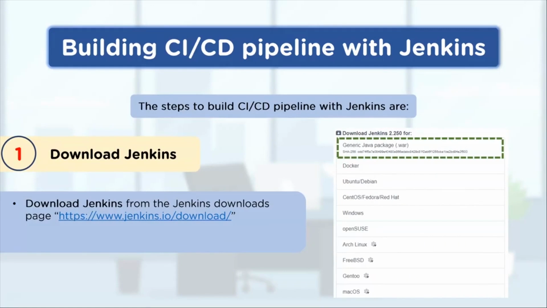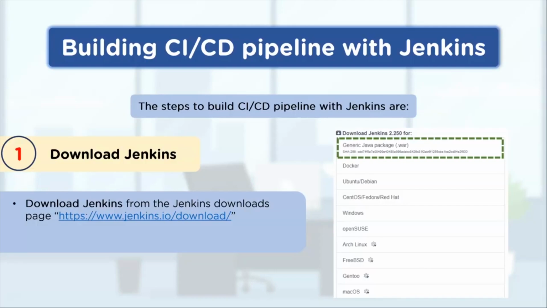Now jenkins.io/download is the official website of Jenkins. The best part is that you have support for different operating systems and platforms. From there you can easily choose a Java package like a WAR file, Docker, Ubuntu, Debian, CentOS, Fedora, Red Hat, Windows, openSUSE, FreeBSD, Gentoo, or Mac operating system. Whatever artifact, environment, or application you want to download, you will be able to do that.